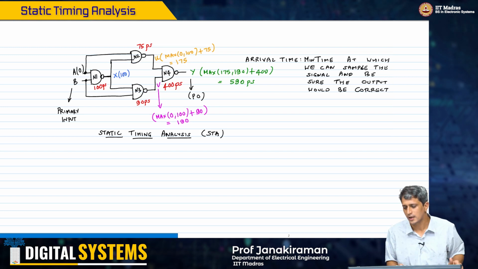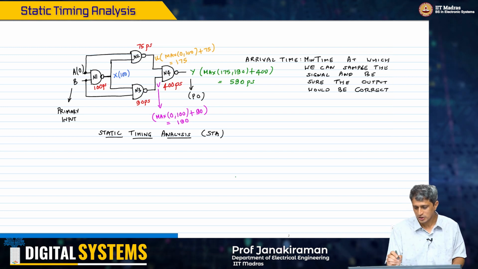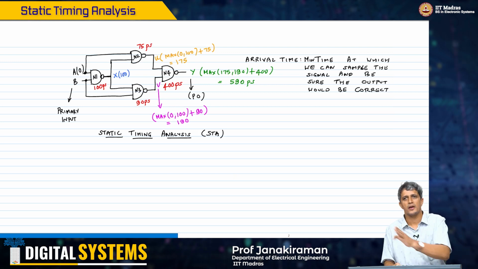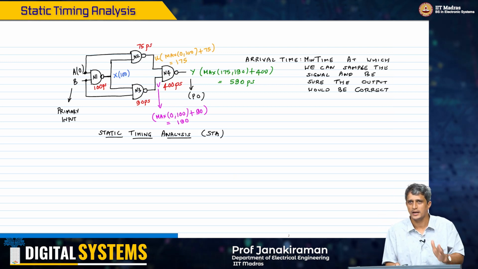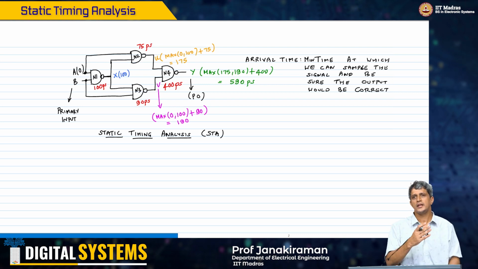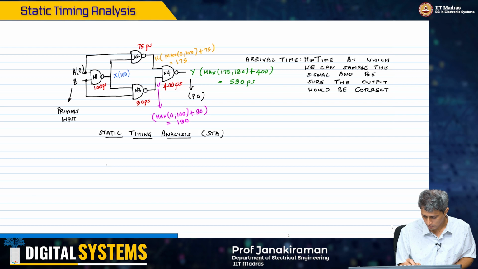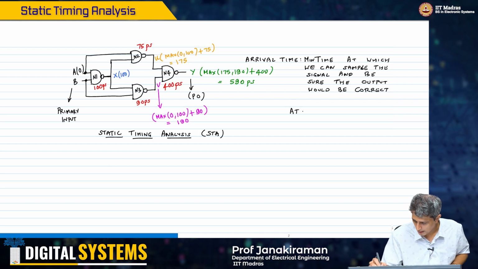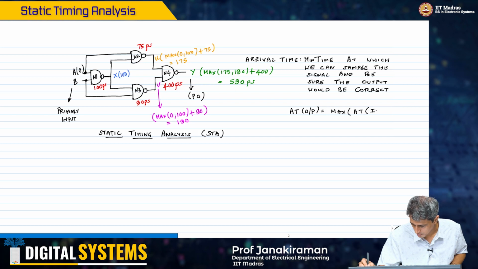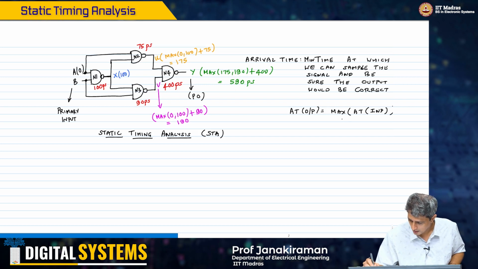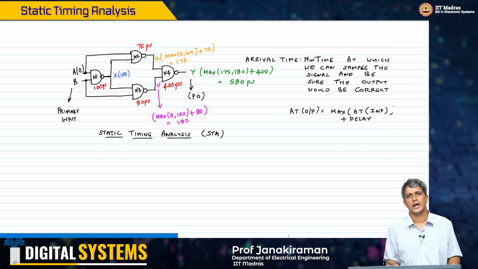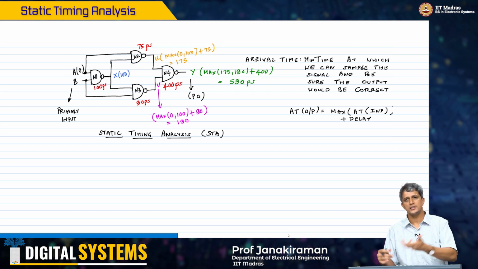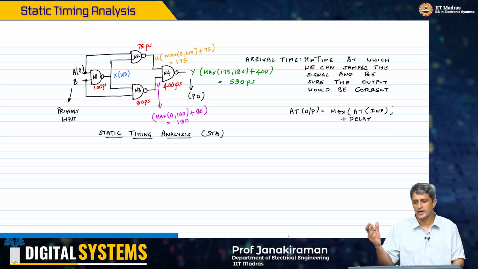So let us consider one example here. The process of propagating these arrival times through the circuit is what we call static timing analysis. Essentially we find the arrival time. So the arrival time at the output is equal to max of arrival time at the inputs of the gate plus its delay. This is how arrival time is defined for a gate, and you just keep doing this and then find out what the final arrival time is.